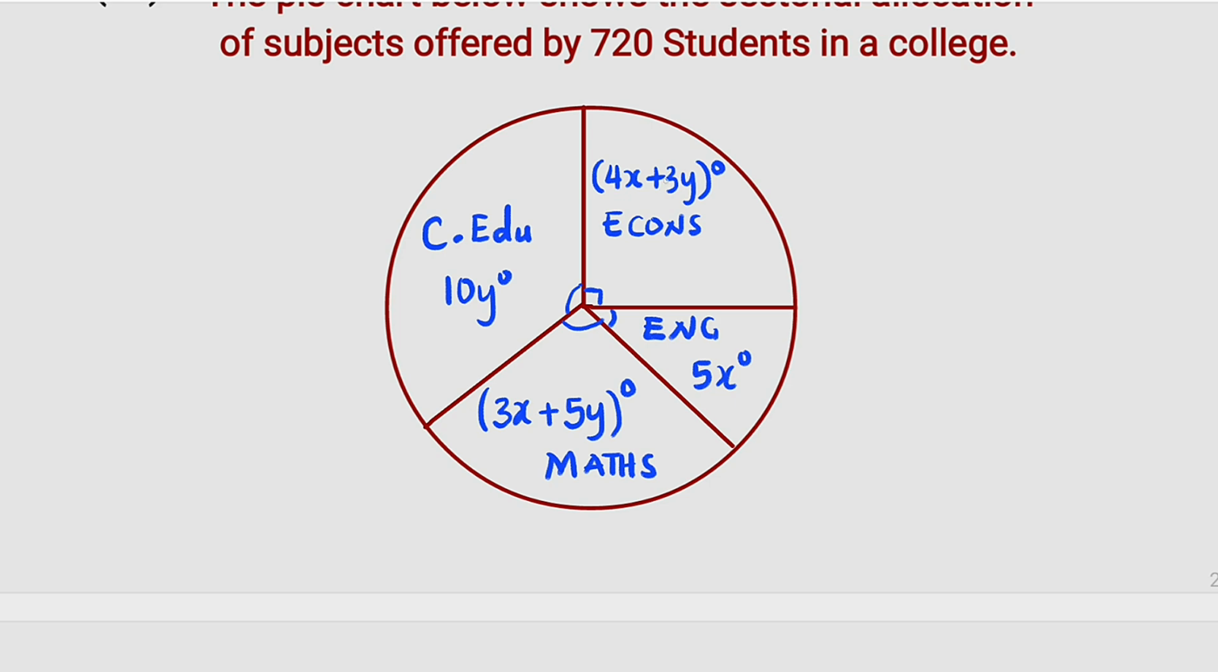We have 4x plus 3y degrees to represent economics. But if you observe, this sector is just a quarter of a circle, which means that angle is 90 degrees. The rest of the angles will be 270, because if you subtract 90 from the total, which is 360, you are left with 270. So we add 10y degrees, 3x plus 5y degrees, and 5x degrees, and set them equal to 270. Then take 4x plus 3y degrees and set it equal to 90. Solve for x and y simultaneously.